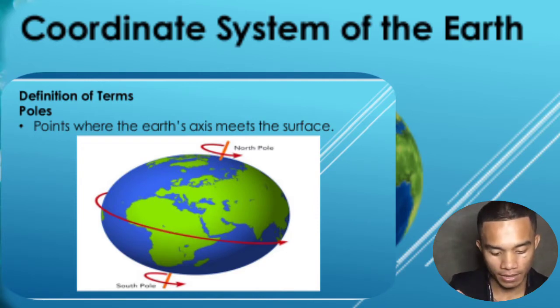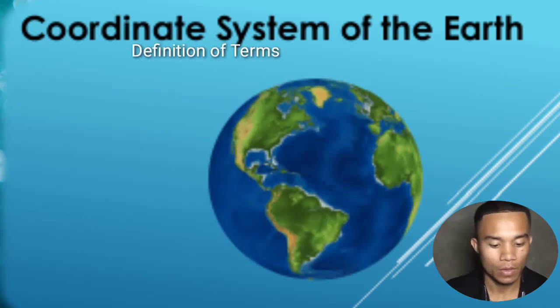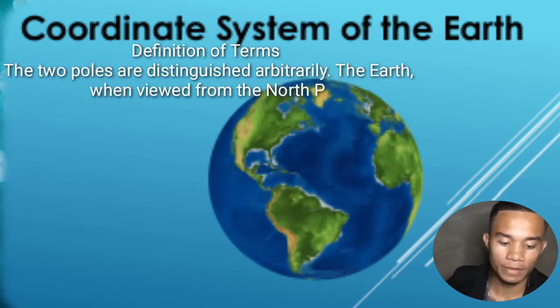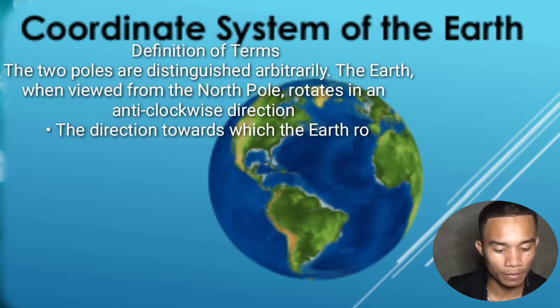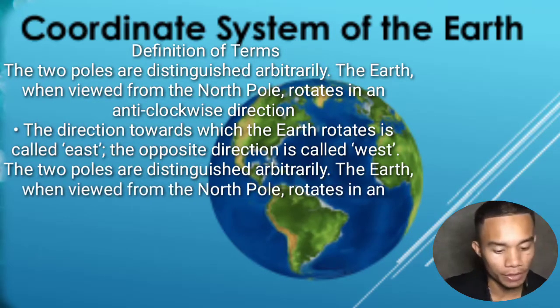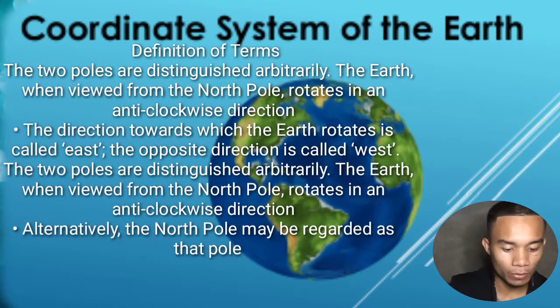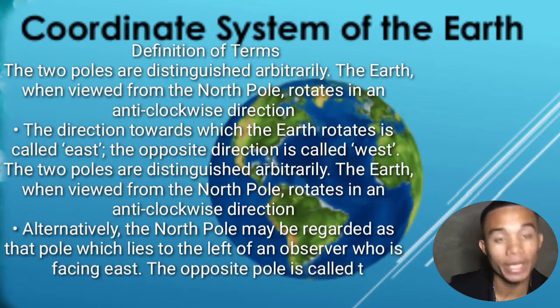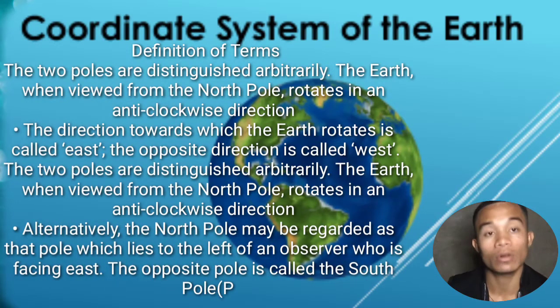Longitude and latitude, prime meridian. Definition of terms. The true poles are distinguished arbitrarily. The Earth, when viewed from the North Pole, rotates in an anti-clockwise direction. The direction towards which the Earth rotates is called east. The opposite direction is called west.